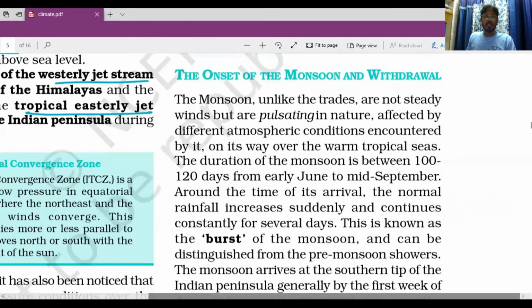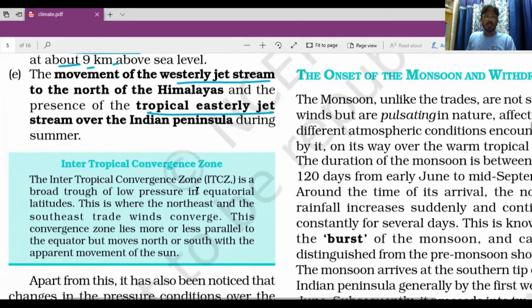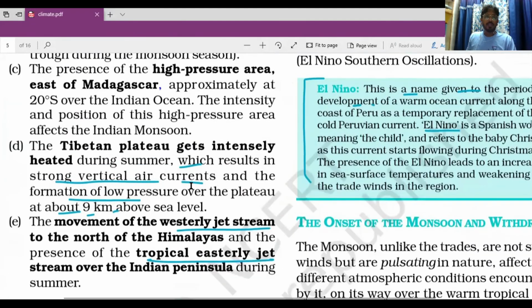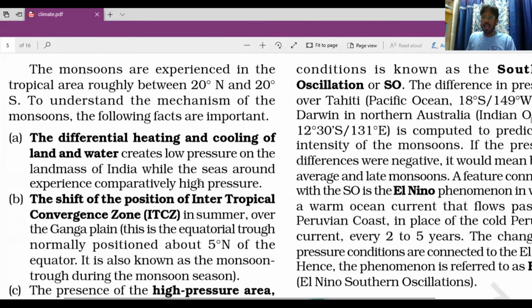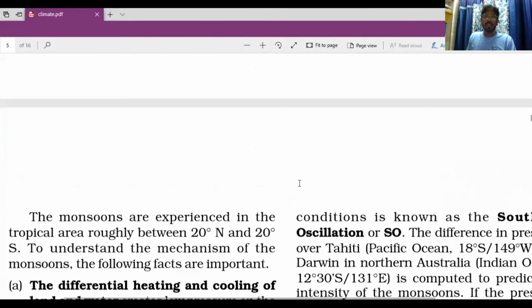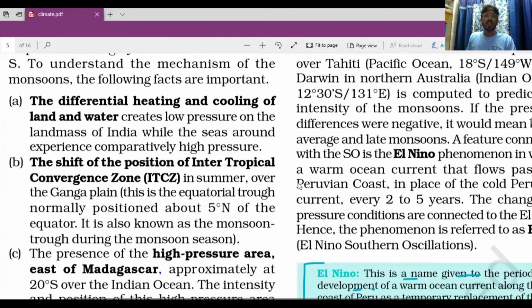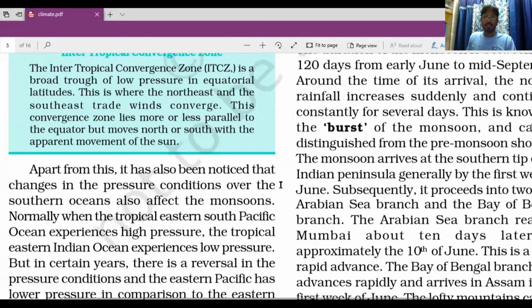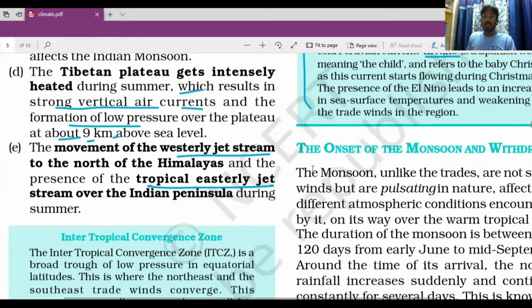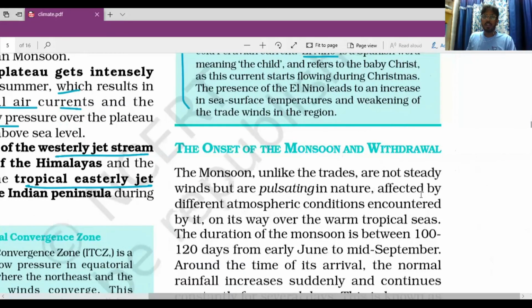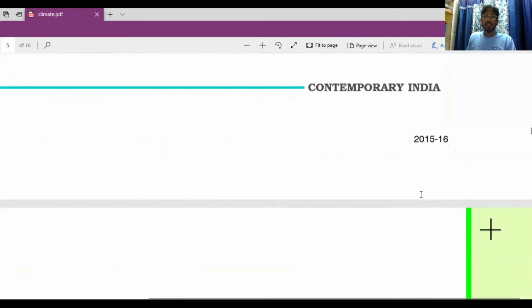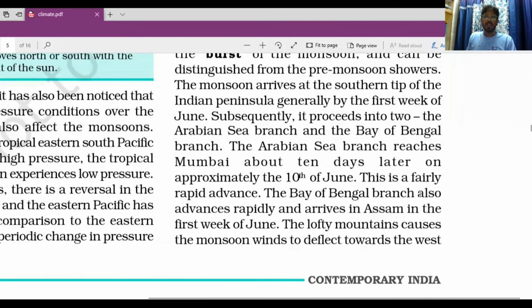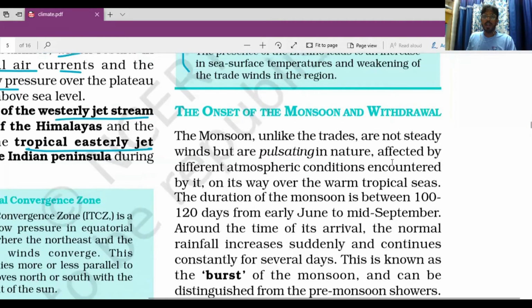So we have understood ITC, jet stream, El Niño, right? Read this textbook. If anyone is having any issue, you can ask me in the next class, right? Then we have onset of monsoon and withdrawal. Okay, let us do onset of monsoon and withdrawal.